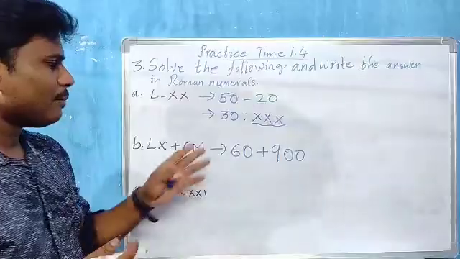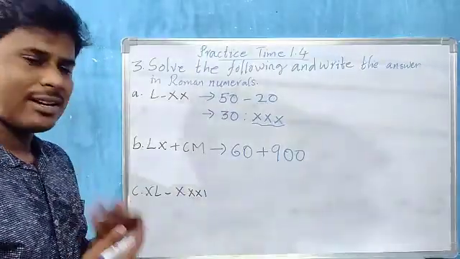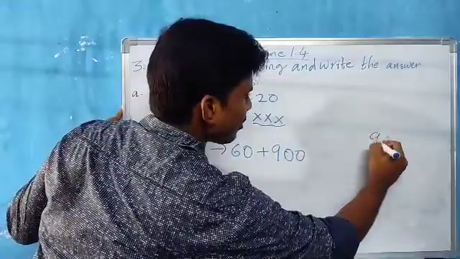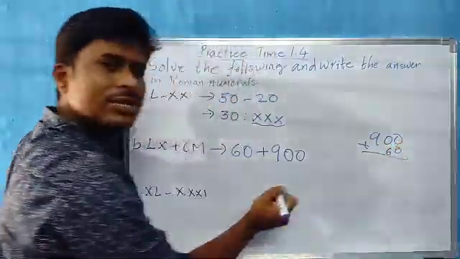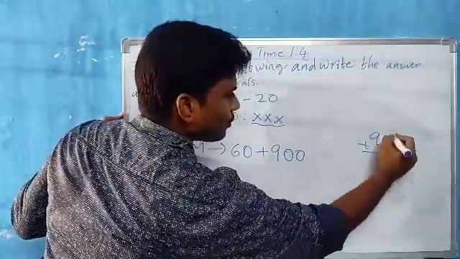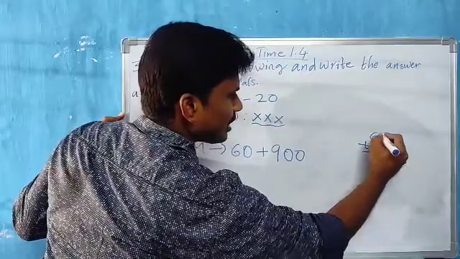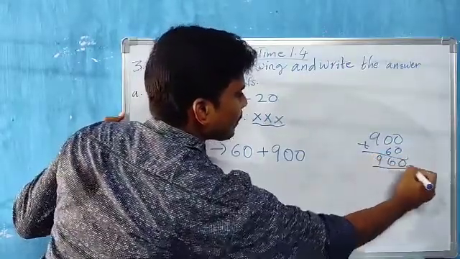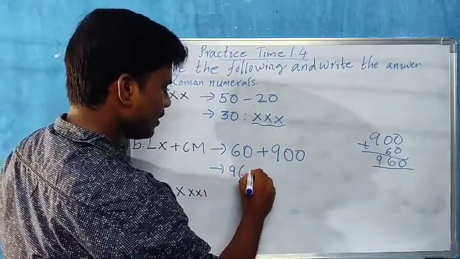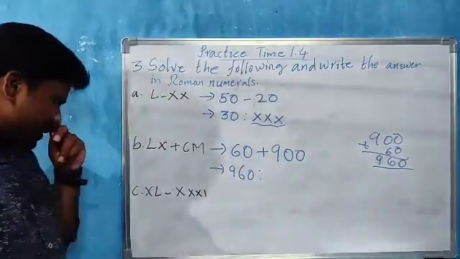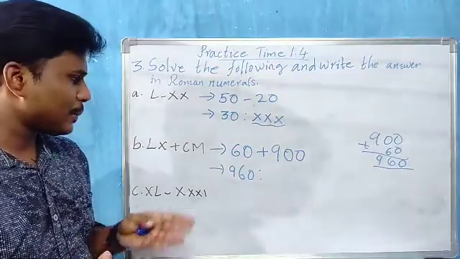So 900 plus 60. How do you write it, children? 900 plus 60. 0 plus 0? 0. 0 plus 6? 6. 9 plus nothing means 9. So we got the answer as 960, children. Now convert this back again into Roman numerals.